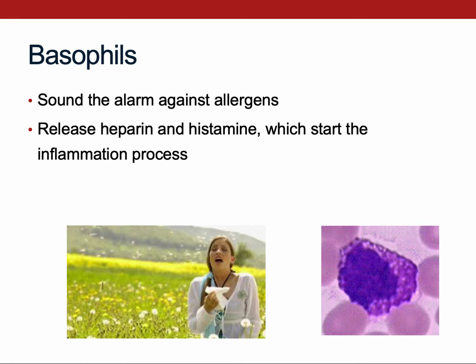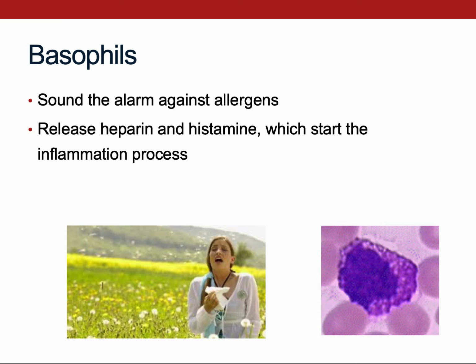Basophils are the primary white blood cell that really sounds the alarm against allergens and foreign invaders, and releases heparin and histamine, which are 2 biochemicals that will start the inflammation process. So you may be familiar with histamine if you have allergies to pollen. You go outside in the spring or the fall, your eyes get watery, your throat gets itchy, you start sneezing a lot, your nose is runny. That is because of heparin and histamine, which were triggered by the basophils.